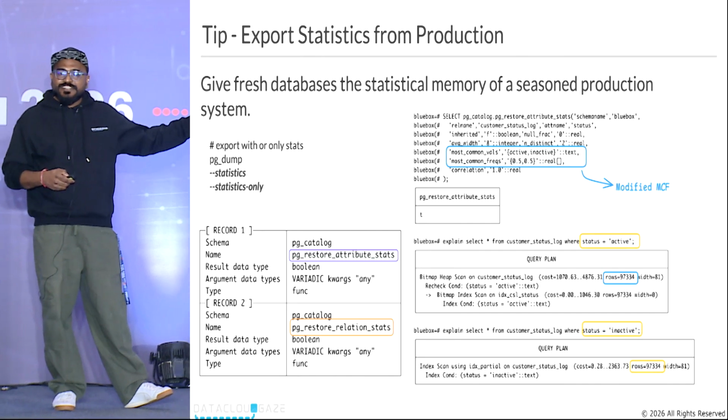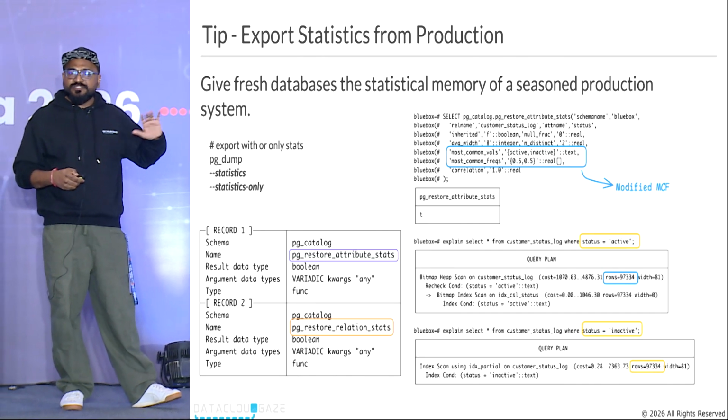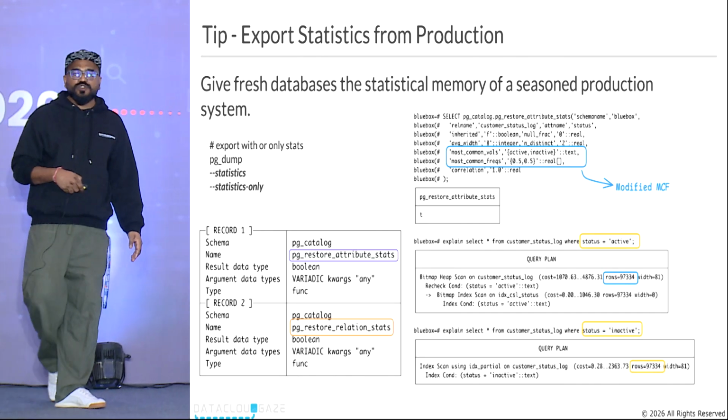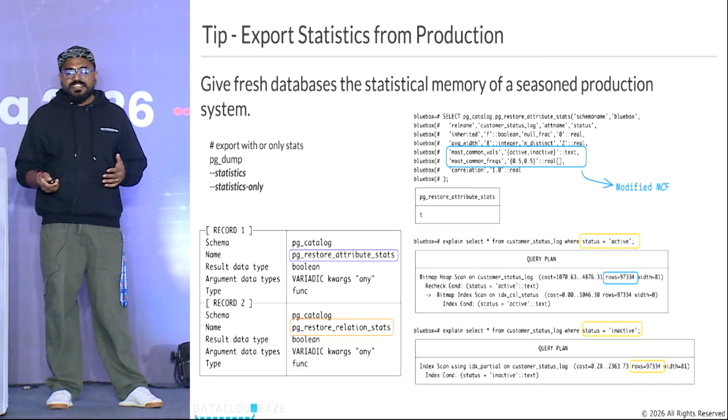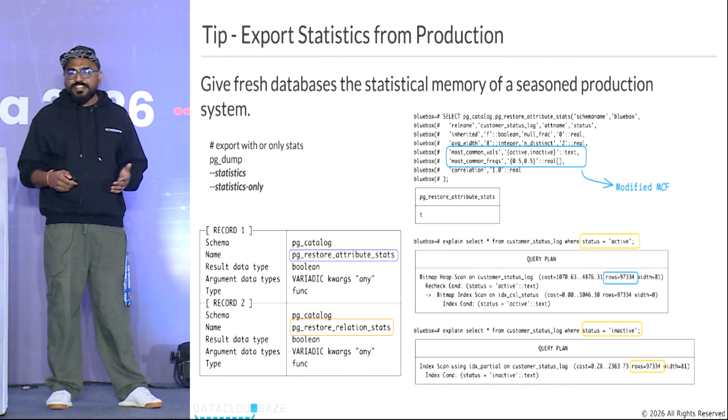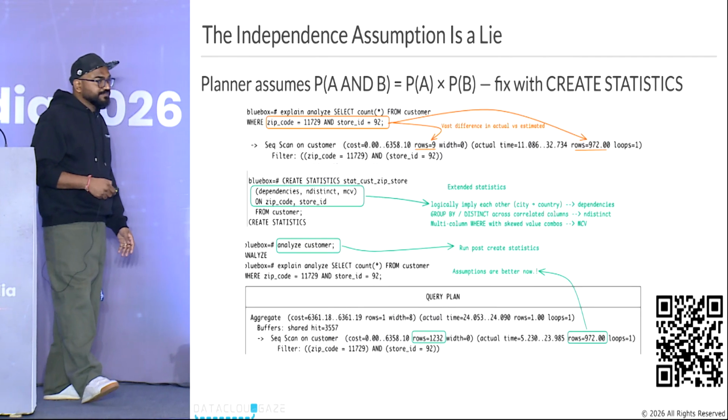If you look at the same status column, we have changed the distribution to 50-50, and you'll see the estimation is now more than what it was before. So you can tweak it to understand which particular metric is causing a flip in the plan. And you can always import it from the other environment.